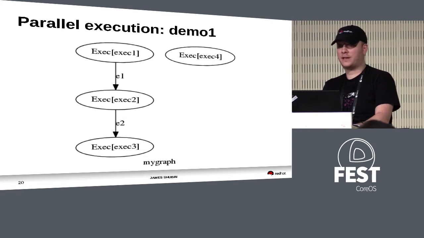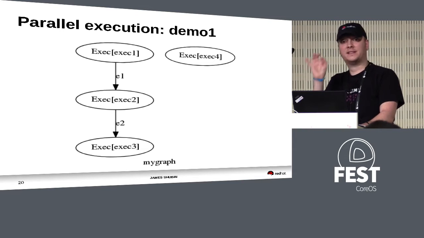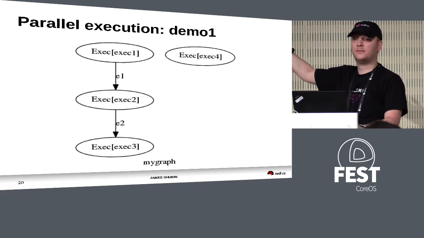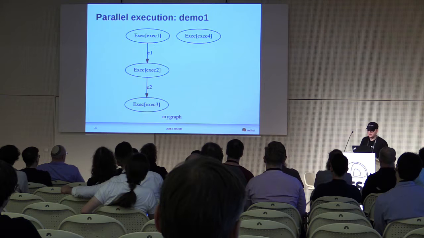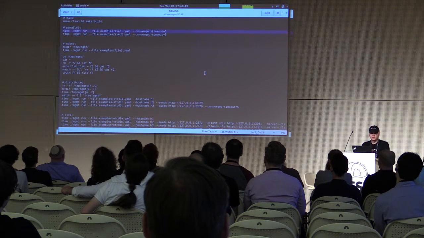Just a very simple graph that I'm going to show you. These are just little exec resources, and each of them is going to run the command sleep for 10 seconds. So it's not very exciting. And if it runs in parallel, how long is this going to take to run? 30 seconds, right? So these 3 are going to run at the same time. We're going to do a little demo of this.